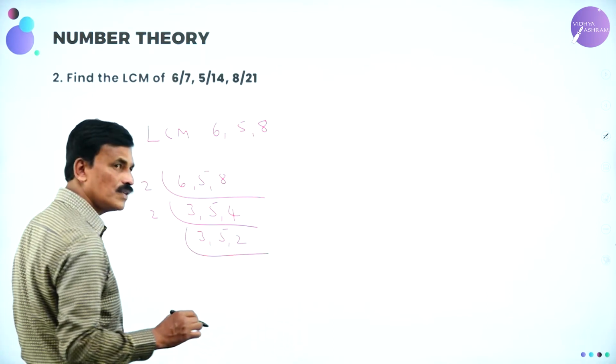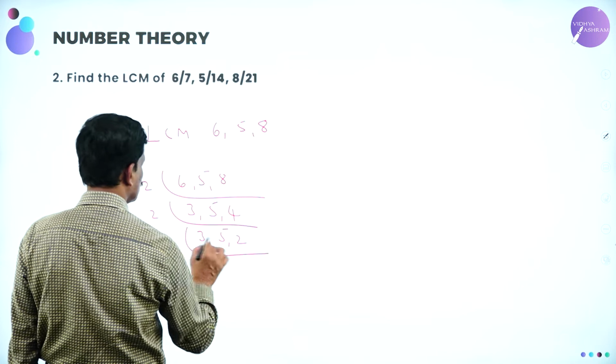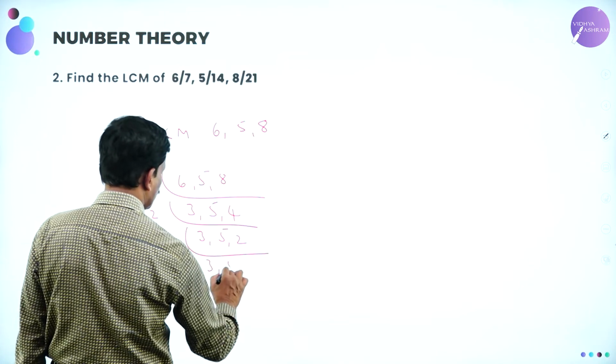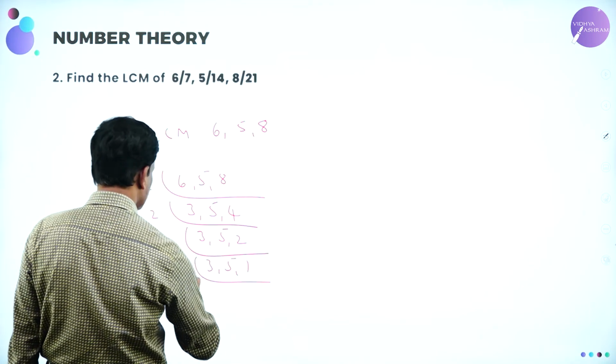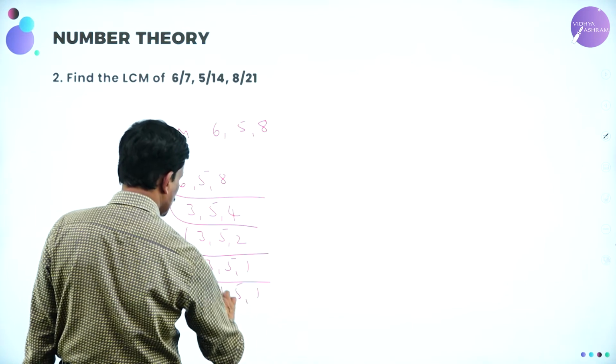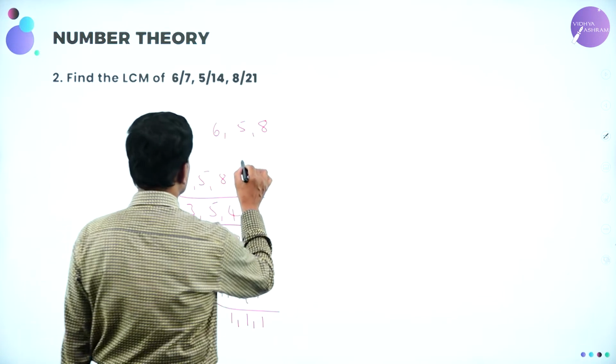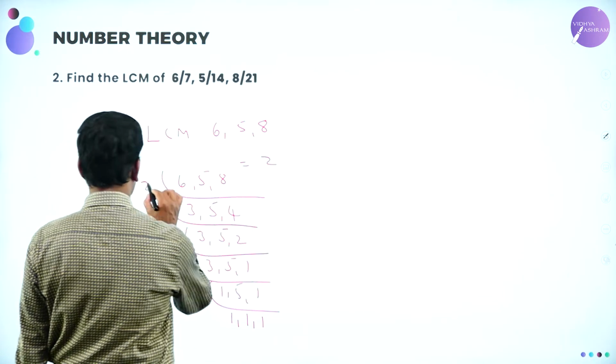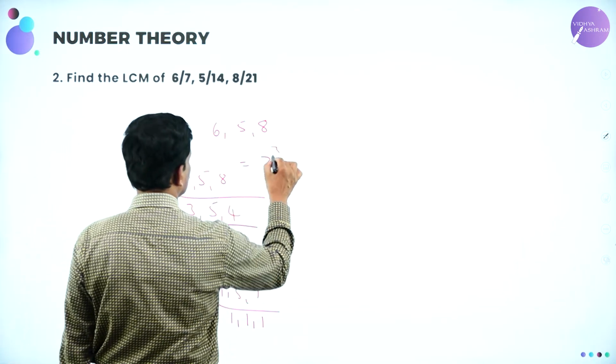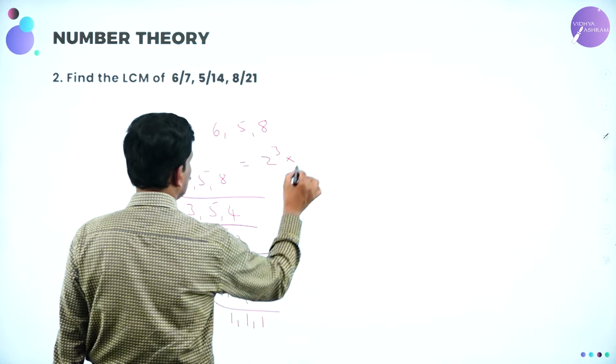Again you can start with 2, 3, 5, 1 as it is. Again from 3, 3 1s are 3, 5, 1. Again from 5, 1, 1, 1. So therefore this can be written as 2 to the power of 1, 2, 3. 2 cube into 3 into 5.